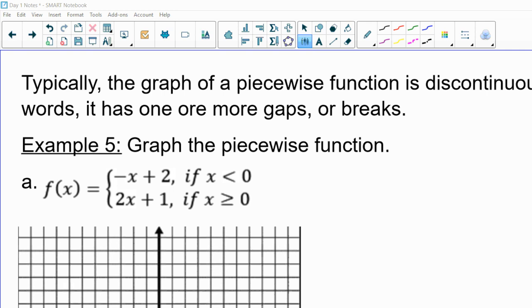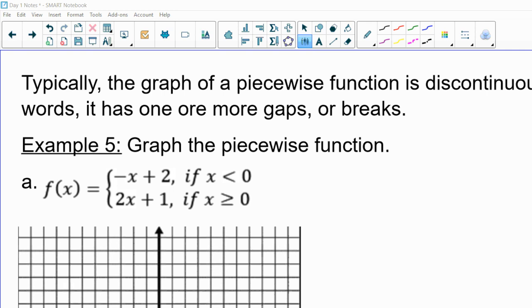In terms of graph paper, I will make sure to post some graph paper on Classroom so that if you have a printer at home, you can print it. If you don't have a printer, then just very carefully with a ruler or some kind of straight edge, just draw the graphs on your notebook paper.